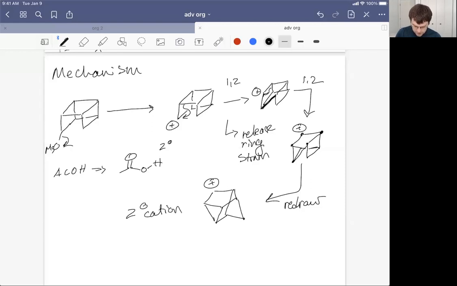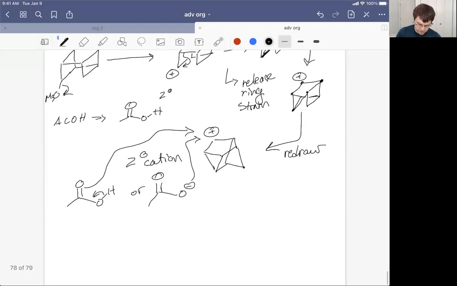And now this secondary carbocation is prepared to accept either some amount of carboxylate or the carboxylic acid at the positive charge to give rise to the final product. We did it. Another year has come to pass and we've drawn this cubane rearrangement mechanism. Oh, okay.